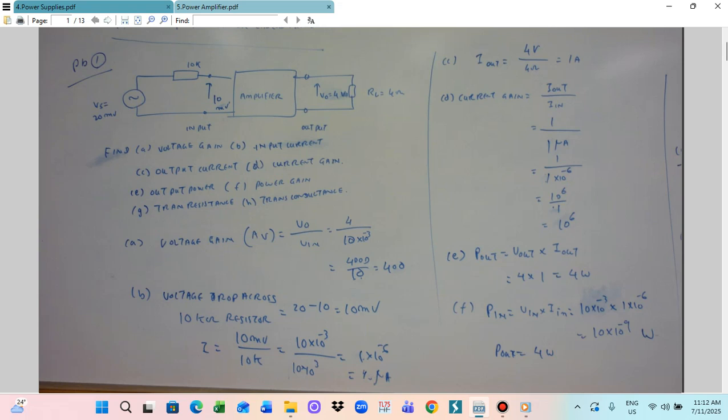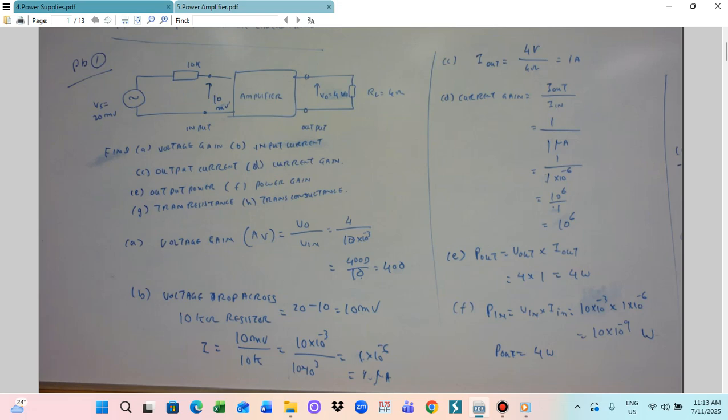And then output power. So output power we have to calculate V out multiplied by I out. The voltage output will be 4 volt. Current output will be 1 ampere. So this is 4 watt.